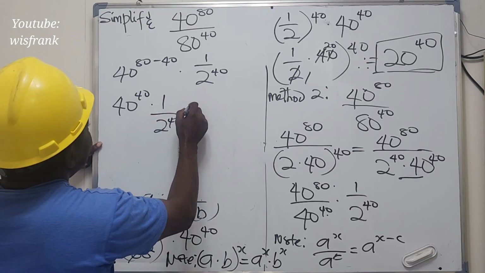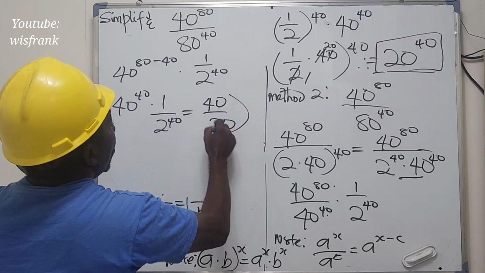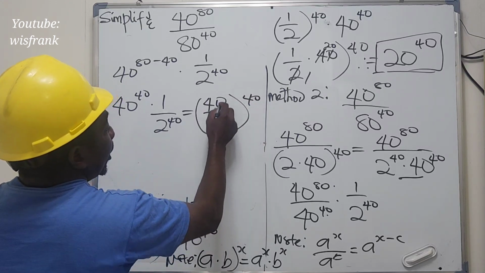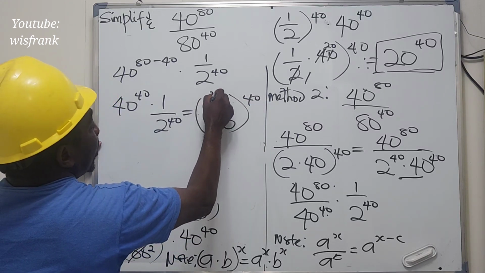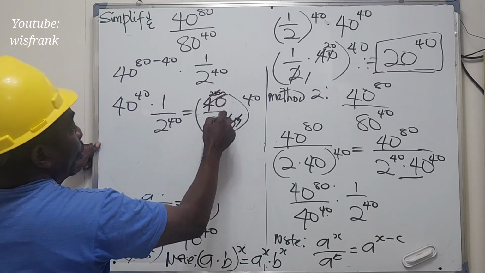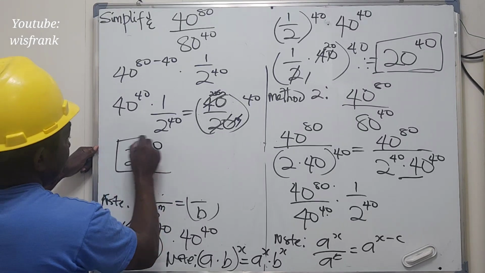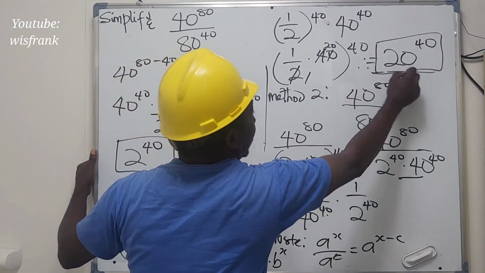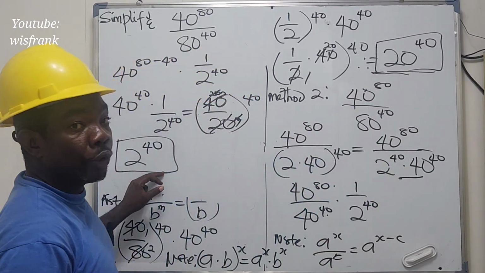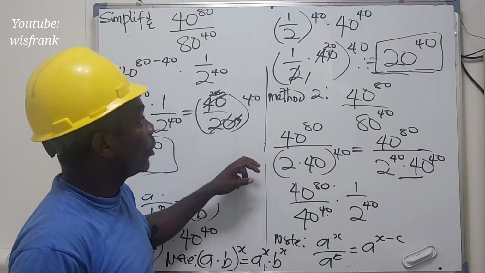So here we can write this as 40 all over 20 all to the power of 40. Here 2 will go here 20, 2 will go here 10, then 10 will go here 1, and 10 will go here 2. So we have 20 to the power of 40, which is the same thing of what we have here from method 1. So method 2 equals method 1. We have different ways of tackling this question.